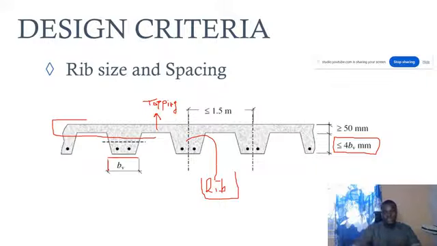And here you see that the topping should be greater than 50 mm. You are going to see some other scenarios where this can change. So these are some of the little design criteria you need to have at the back of your mind in choosing the rib size, the spacing between the rib, and then the depth of the rib. I hope this is understood.